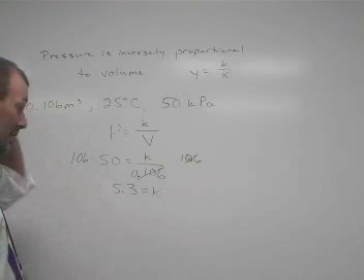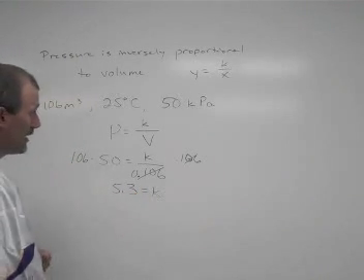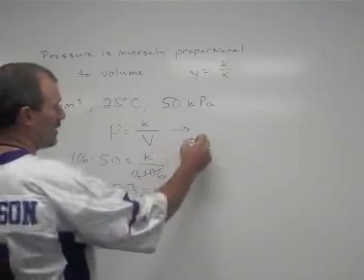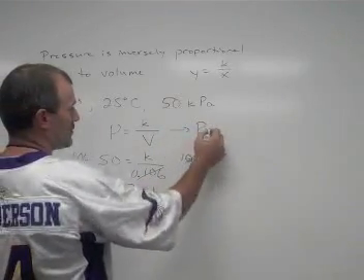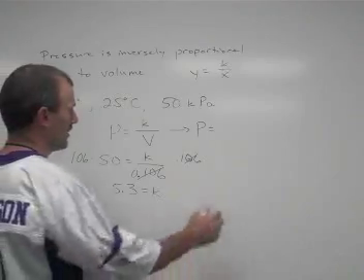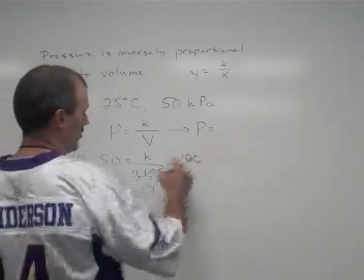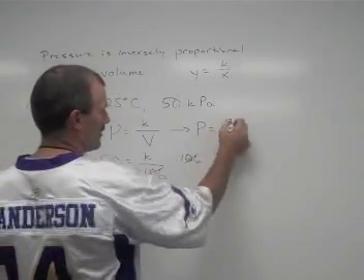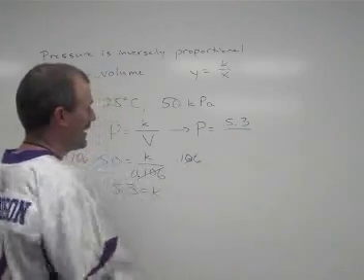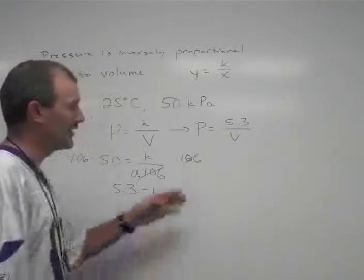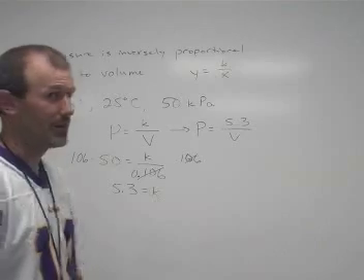Once we know that the constant of proportionality is 5.3, we simply go back to here, and to write out our equation for this particular inverse proportionality, we put in the 5.3 for k, and then we have the V. So our new formula is P equals 5.3 divided by V.